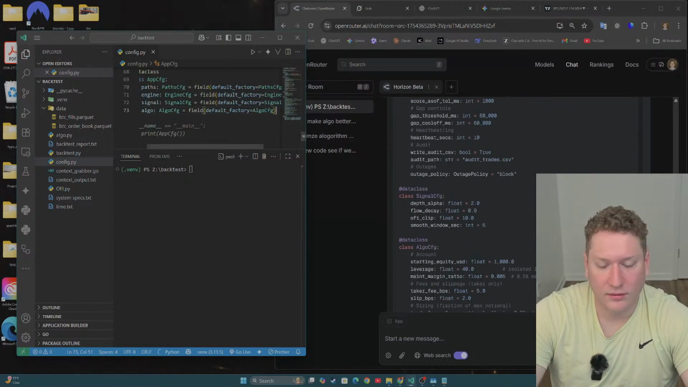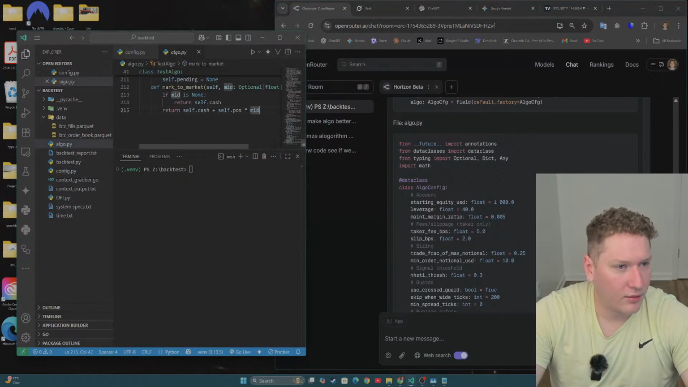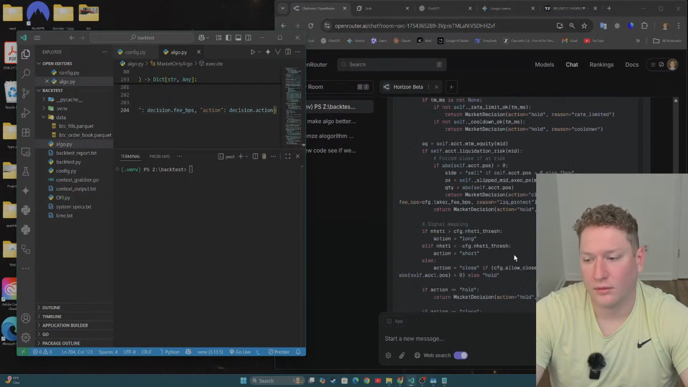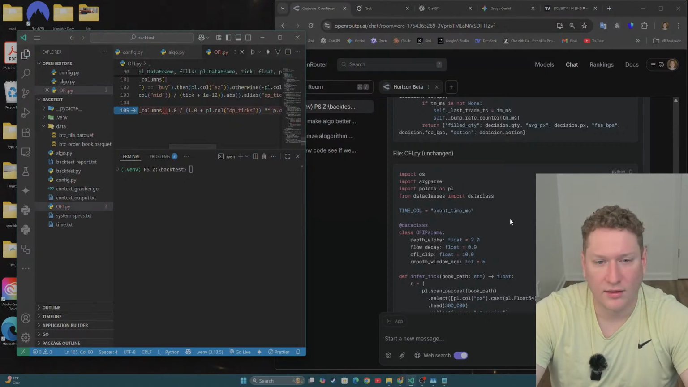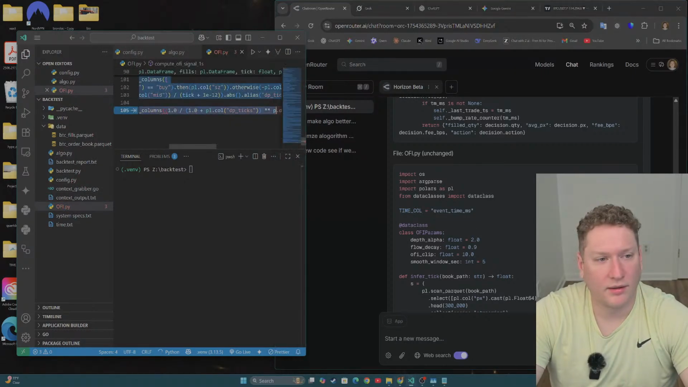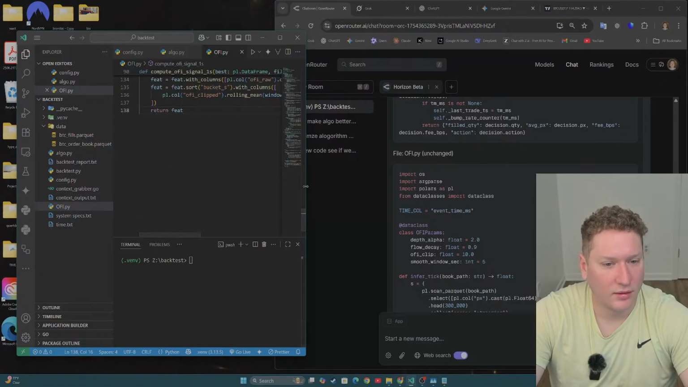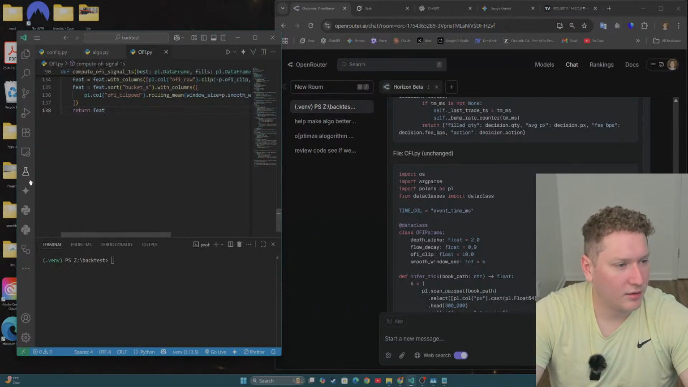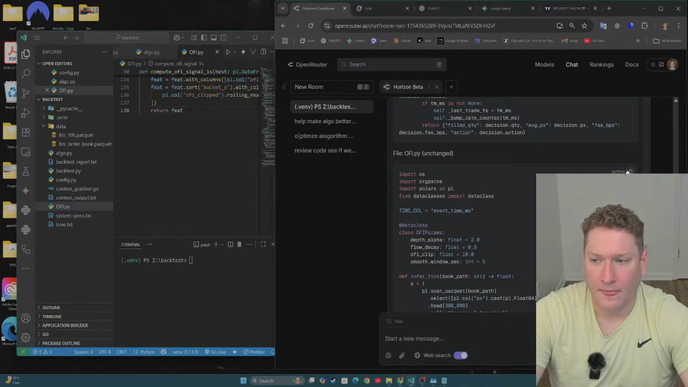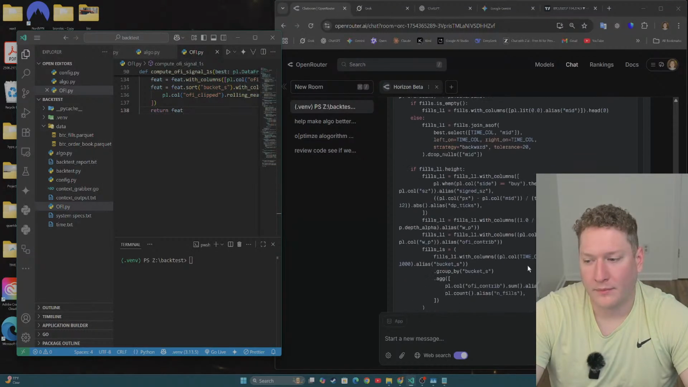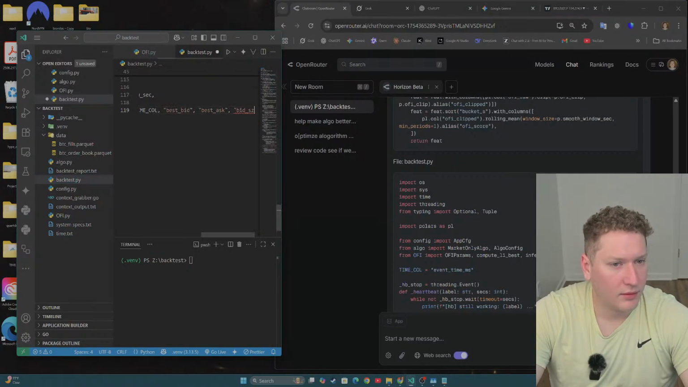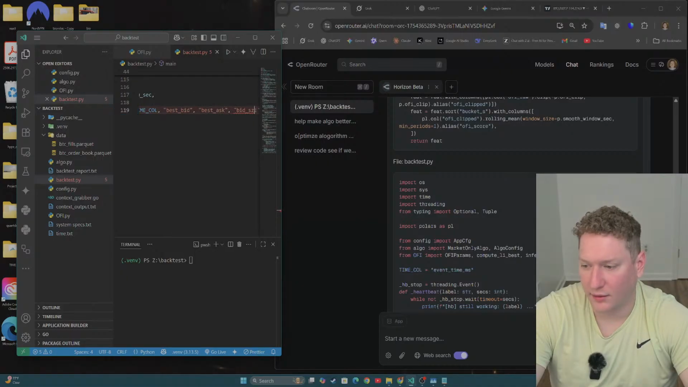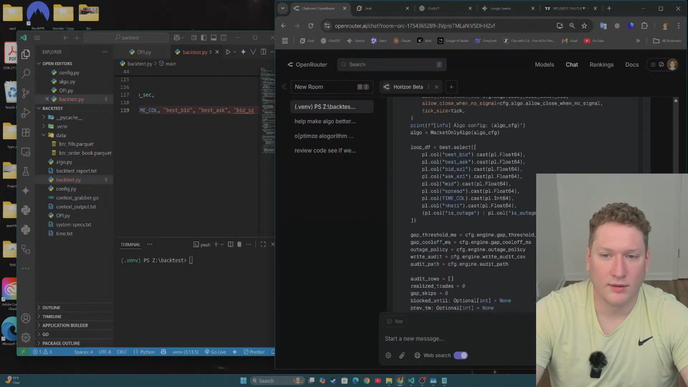Config. Got Algo. We got OFI, which is the base. The basics here. The basic OFI. And then we will have backtest. Oof, backtest is going to take a second to fill out.